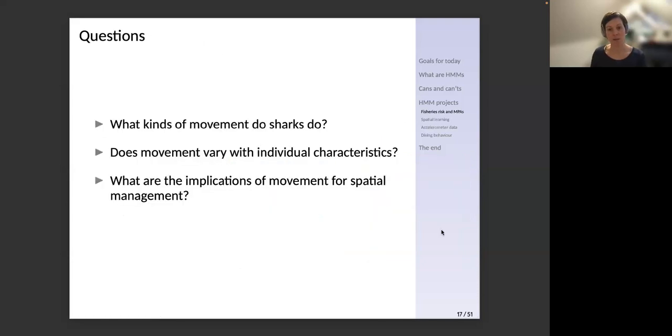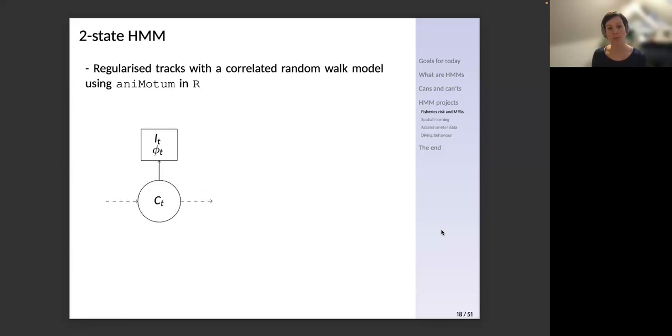So the questions we wanted to answer with this work were: what kinds of movement do sharks do, because we didn't have that information? Does movement vary with individual characteristics, sex and size? And what are the implications of movement for spatial management?